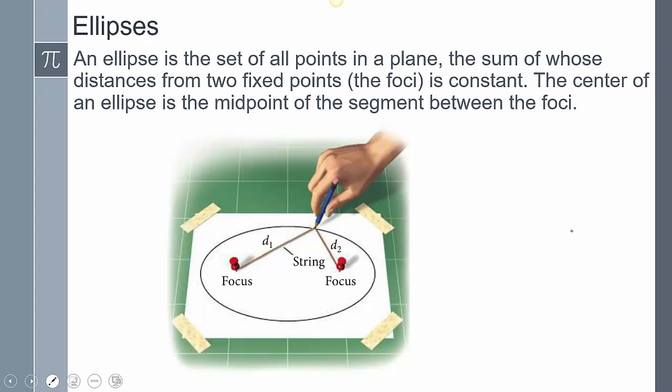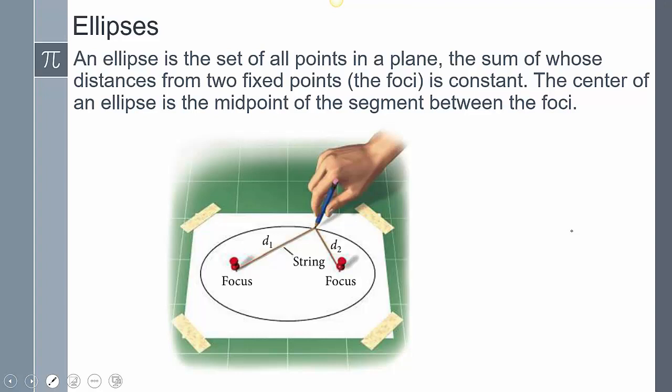Now we're going to talk about ellipses. Now an ellipse is the set of all points in a plane, the sum of whose distances from two fixed points, the foci, is constant, and the center of an ellipse is the midpoint of the segment between the foci.